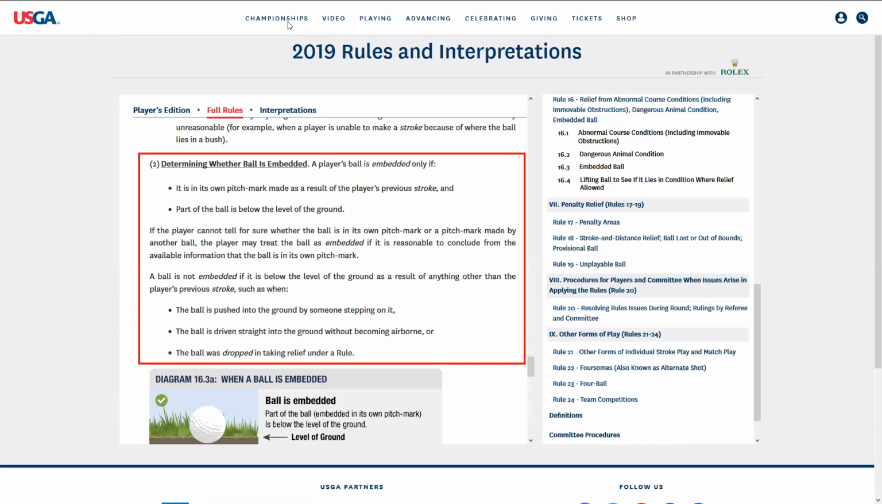So is that saying that if you drop your ball because it was in temporary water, and you move to the side and find the nearest point of complete relief and you drop it again from knee height and it embeds, is that ball embedded? No, it doesn't meet the definition of embedded because embedded means it must be from the previous stroke. So you're going to have to play the ball as it lies or take it unplayable.